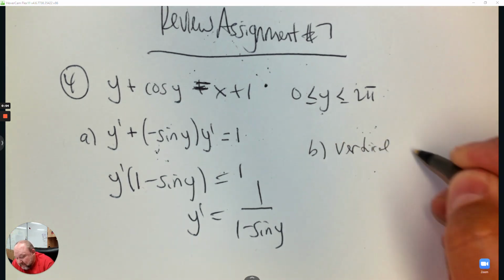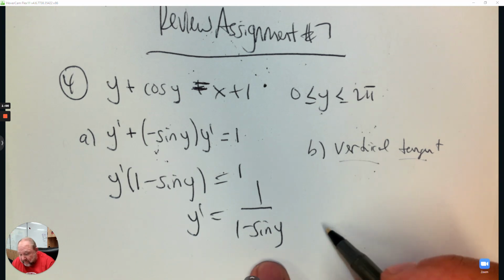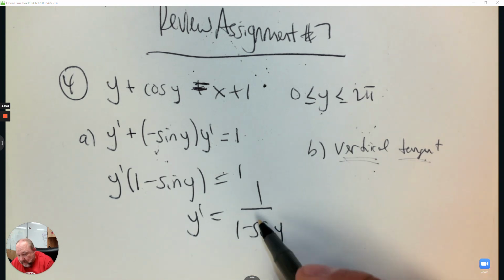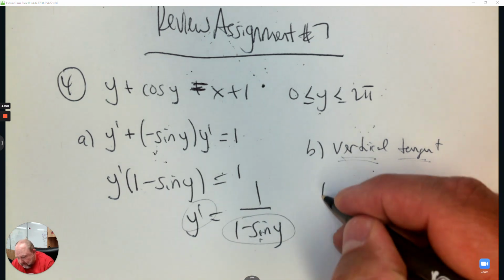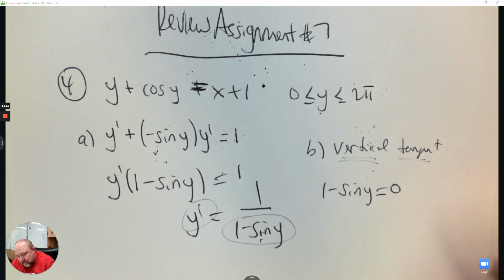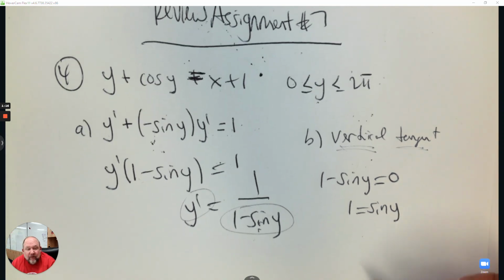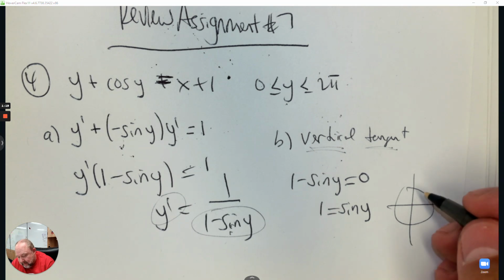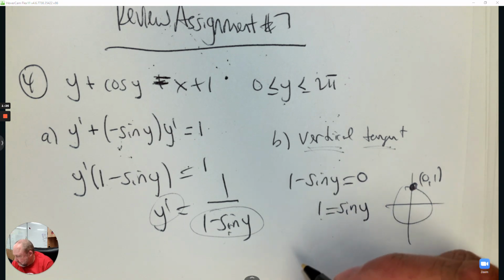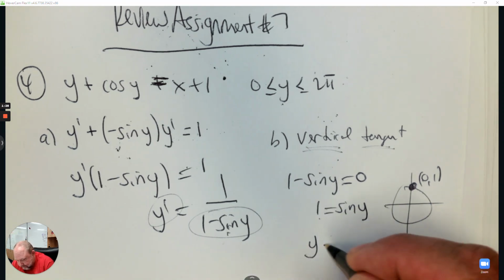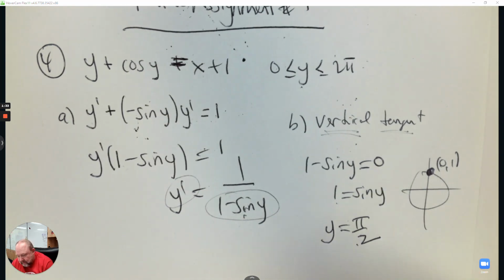So, vertical tangent. This means where the derivative is undefined. So in this case, a vertical tangent means where is this derivative undefined, okay? So just look at the denominator. Make it equal to 0 and solve it. So I'm going to add sine y. And then where on the unit circle is the y value 1? So it's at pi over 2. And you have your answer. So at pi over 2, you have a vertical tangent.